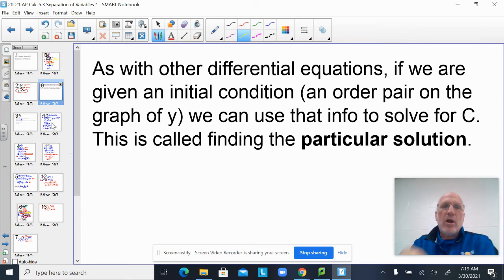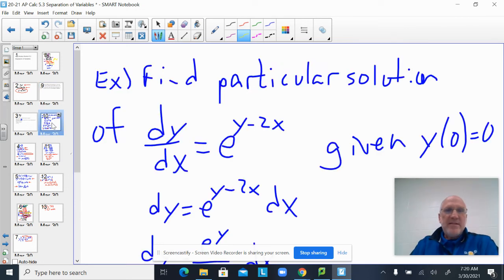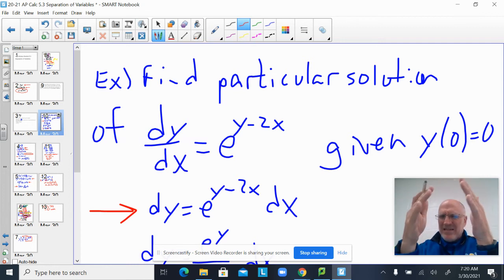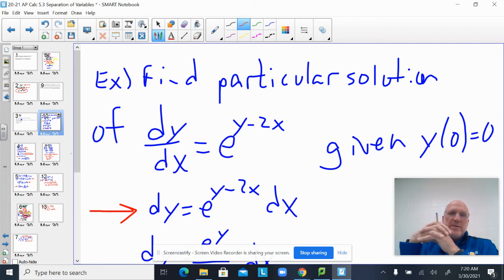So here we go. Last example, I think. It says find the particular solution of dy dx equals e to the y minus 2x, given the initial condition y of 0 equals 0. All right, so let's separate the variables. So this line right here in red, all I did was move the dx to the other side. Now, in order to separate these variables, I have this e to the y minus 2x. We have to be able to separate those somehow.